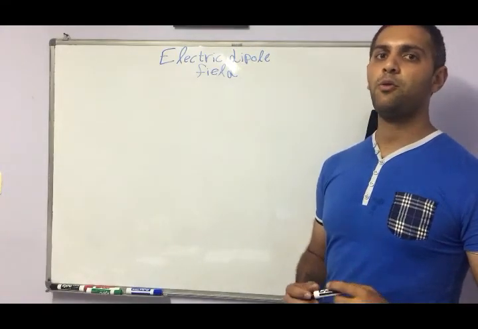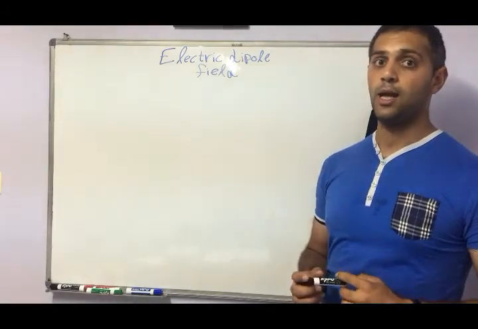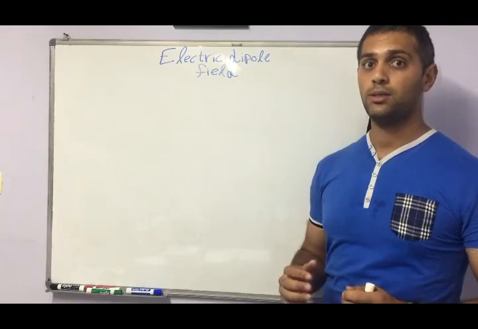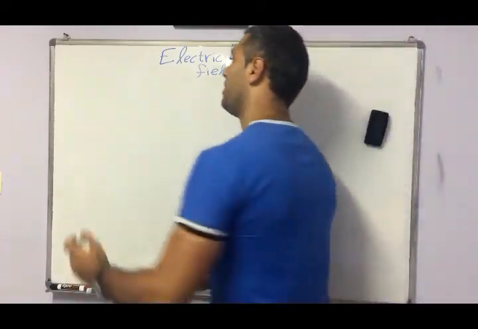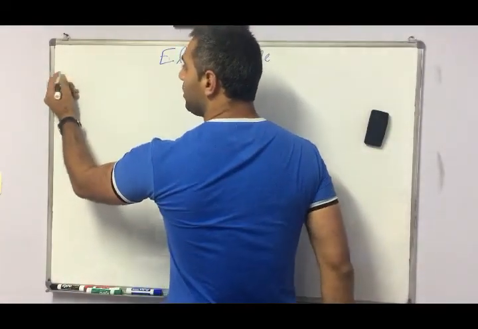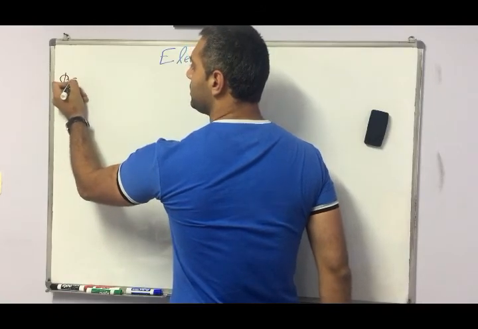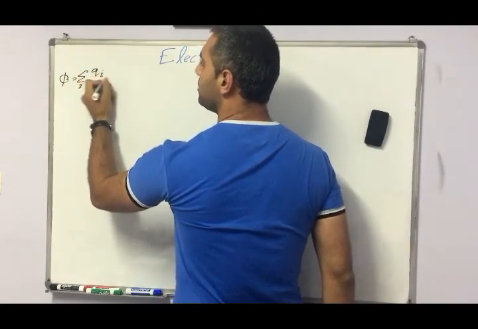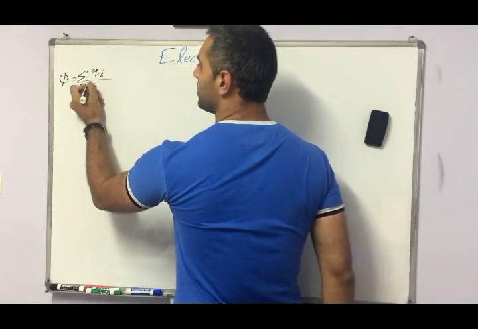Hi guys, today we will find the electric dipole field and show it's only an approximation of the scalar potential. So let's begin. The scalar potential in the discrete form is only a summation of all the charges over the distance.